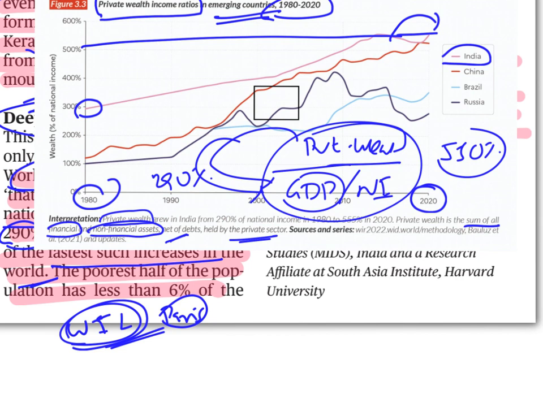GDP is only one year's income, right? What is GDP? Total amount of goods and services produced in an economy in one year. And private wealth is overall assets, overall wealth. The problem here is private wealth is going up. What is the problem here? When private wealth is going up, it's a good sign, right? People are earning more money.